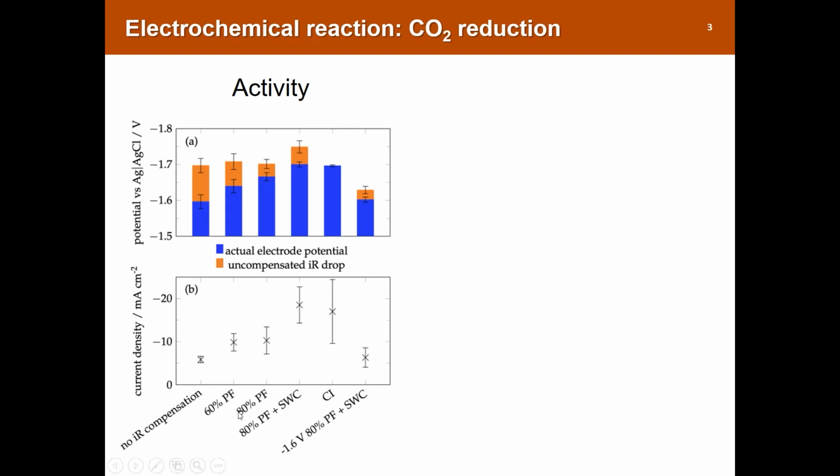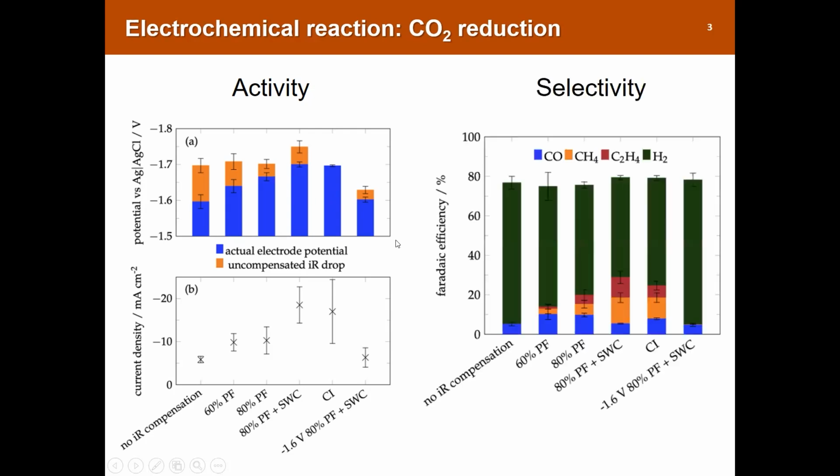So people use here 80% as the example. And all these different types of IR compensation, 60% positive feedback, 80% positive feedback, current interruption mode, 100%, are all commonly used. But depending on how we perform the IR compensation here, we can obtain different activity from the same catalytic electrode and even different selectivity of the catalytic electrode.